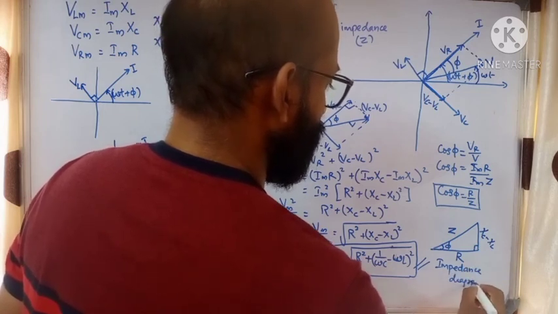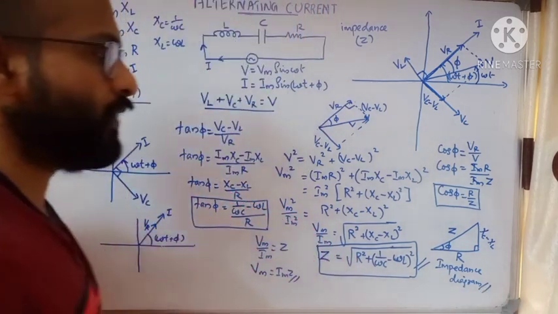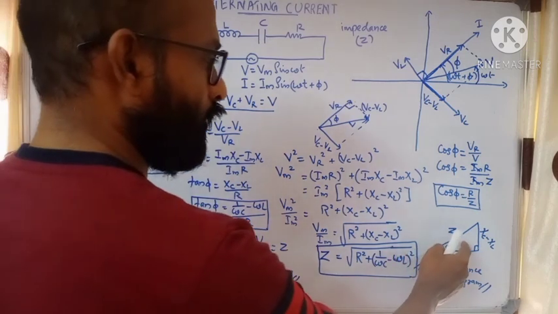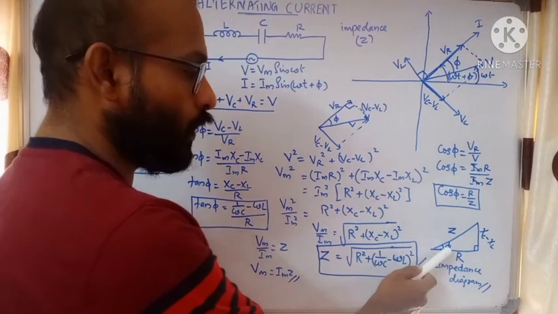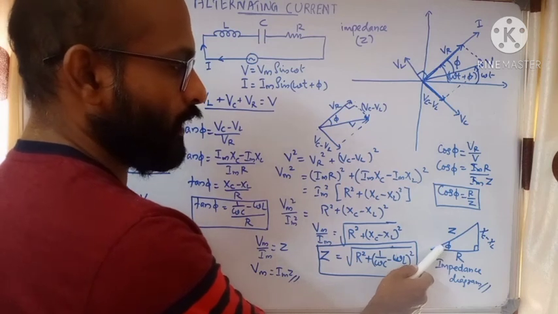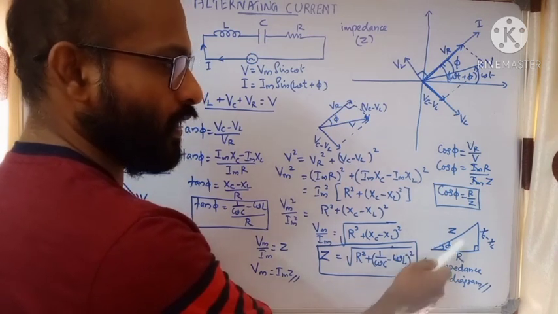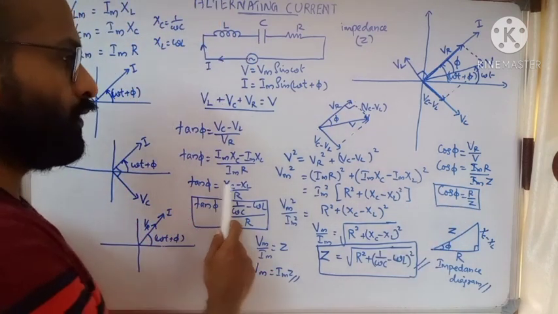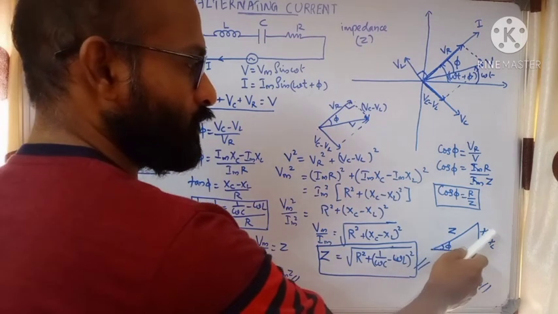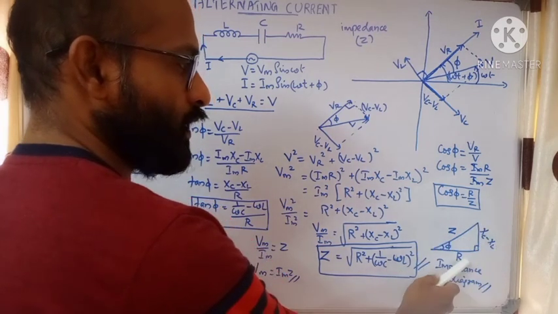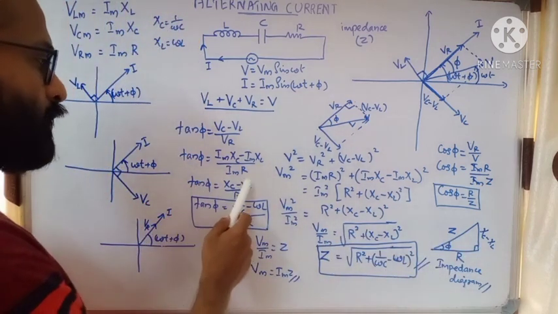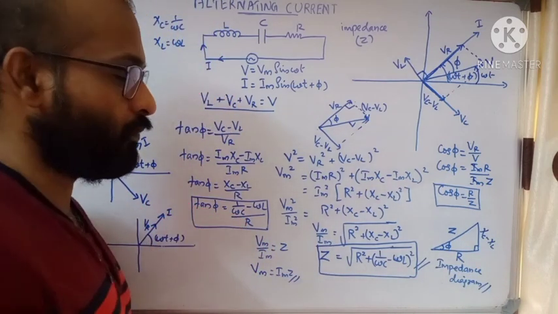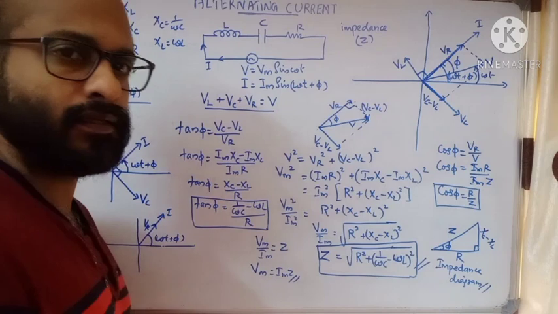Now from the impedance diagram, easily we can get the values of tan phi and cos phi. How? In this triangle, cos phi is the adjacent side divided by the hypotenuse, so it is R by Z. Then tan phi is the opposite side, XC minus XL, by the adjacent side R. So this triangle is important. This diagram is called the impedance diagram, or we can say the impedance triangle.